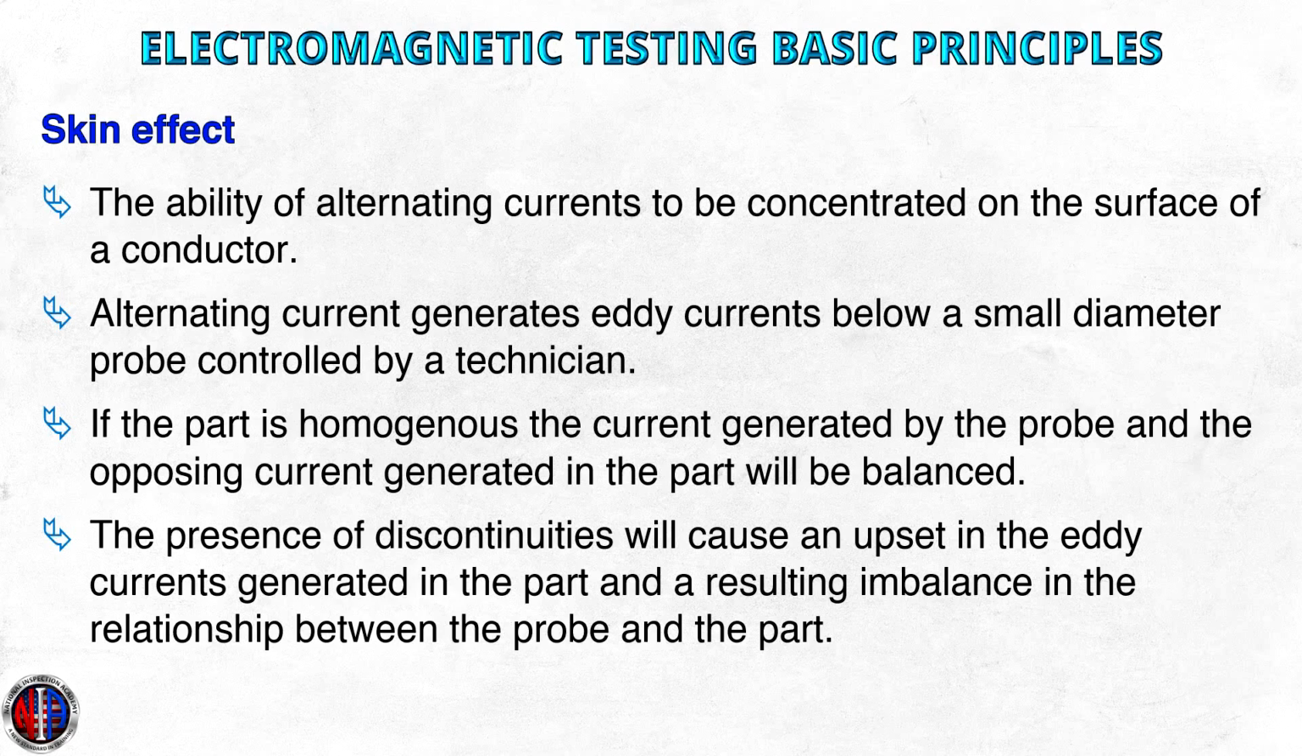Skin effect. Alternating current field measurement uses the principle of skin effect, which allows for alternating current to flow along the surface of a part being inspected. If the part is homogeneous, the current will flow in a uniform manner. Because the current is alternating, there is a magnetic field associated with the current. The presence of any discontinuity causes an interruption in the magnetic field, which the probe can detect.